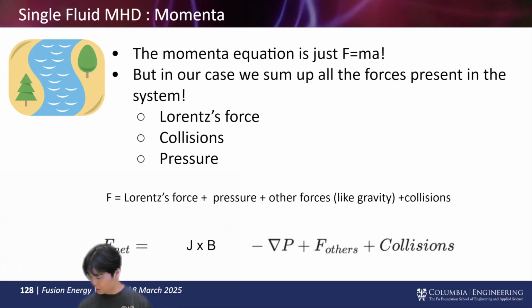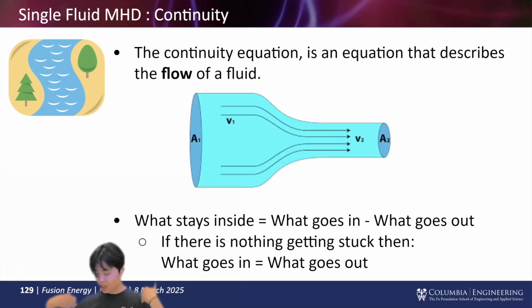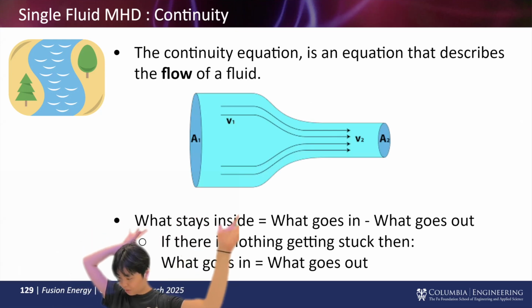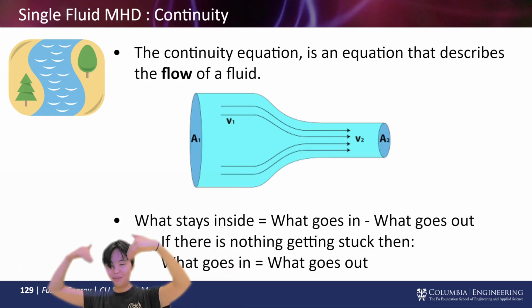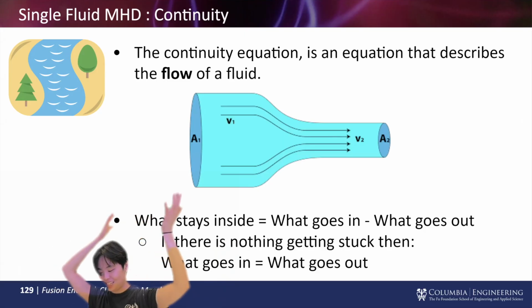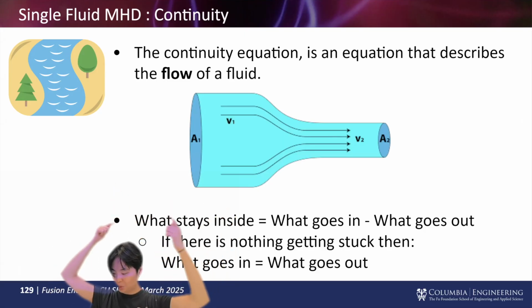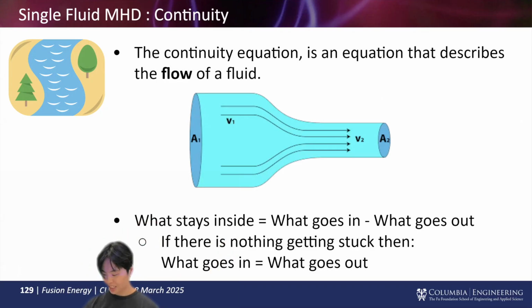So the continuity equation is just an equation that describes the flow of a fluid. If you're familiar with fluid mechanics, maybe this picture seems relevant to you, right? So what stays inside is basically what goes in minus what goes out, right? In my system, what stays inside this, let's say, chunk equals what goes into my chunk and what goes out of my chunk. If there's nothing getting stuck, then what goes in equals what goes out. This might seem very simple in words, but in math, it looks a little confusing, so I tend to say it in words first. And those two equations can help us solve for a myriad of different things that you would like to solve for, like pressure, etc.